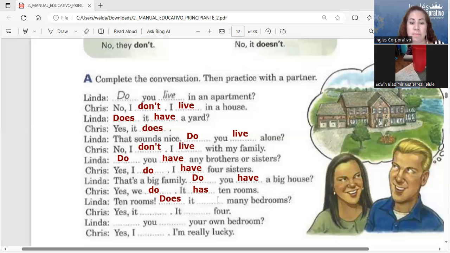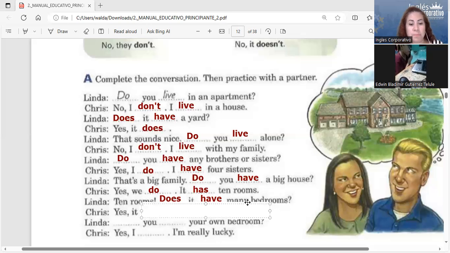Okay, so does it? Does it has many? No, remember, it is third person singular. So what's the third person singular of have? Does it have many? Oh, no, perdón. No, tiene toda la razón. Sorry about that. You're right, because it's a question. Does it have? Si fuera solamente la oración, sí sería has. Pero aquí la pregunta sí que ya está, el does. Does it have many bedrooms?